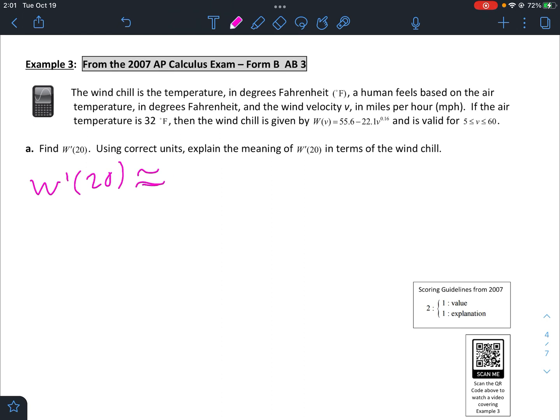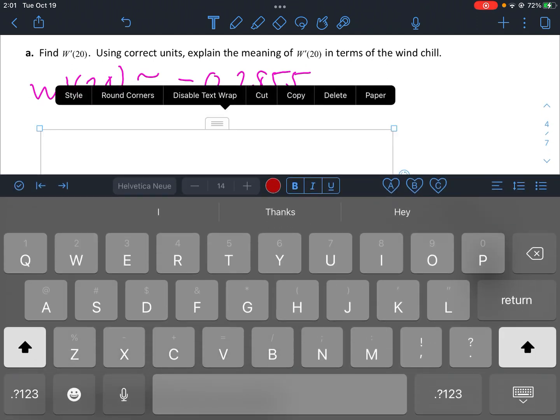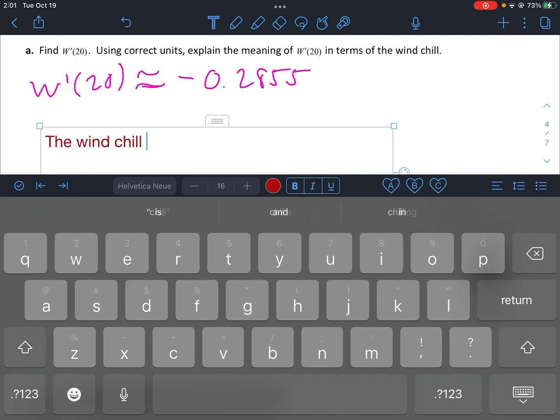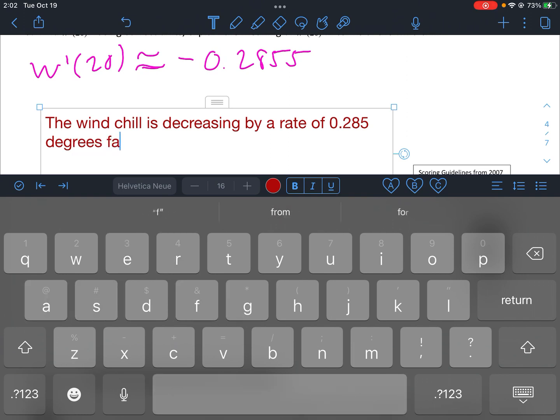You should be getting negative 0.2855 degrees Fahrenheit per miles per hour. But let's write this out in sentence form here. Okay, so the wind chill is decreasing by a rate, or at a rate, of 0.285 or 286 degrees Fahrenheit per mile per hour.